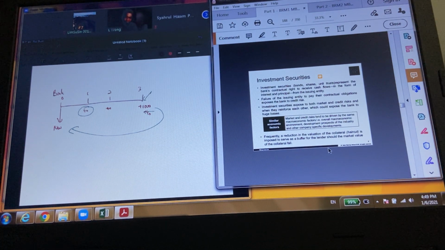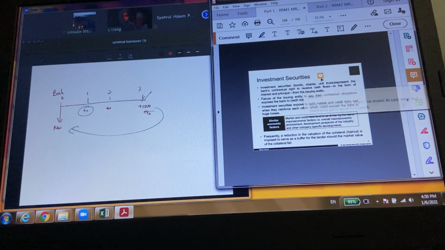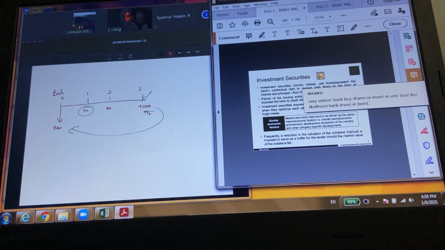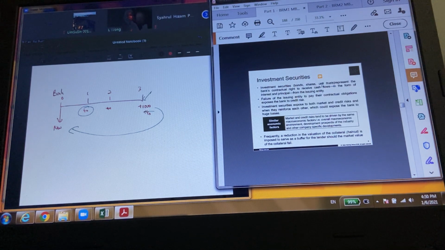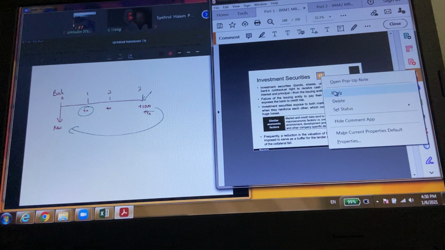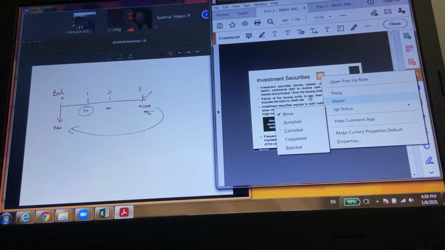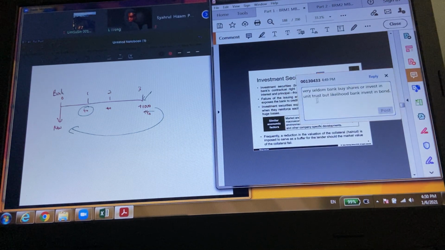Shares, not so much credit risk. You know why? Because if you buy shares, the company doesn't have to pay you back. If you buy the shares, that's your problem. If you want money back, you sell it to the market. The company is not going to pay you back. So if you buy shares, it's most likely market risk rather than credit risk. So there won't be any credit risk there. Okay, that is how we look at it.